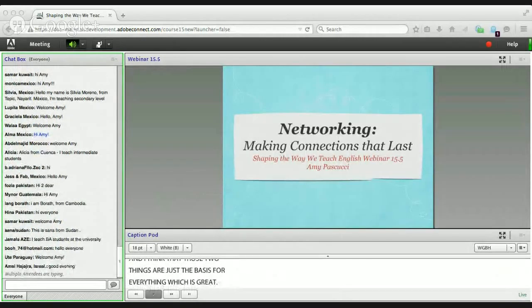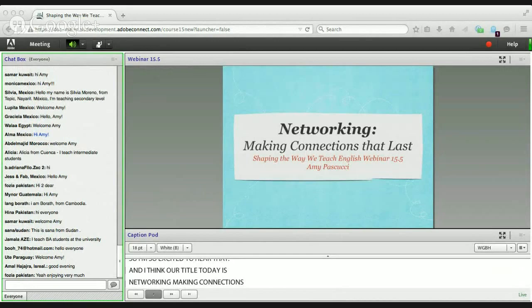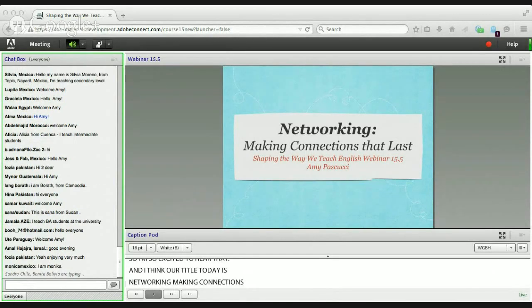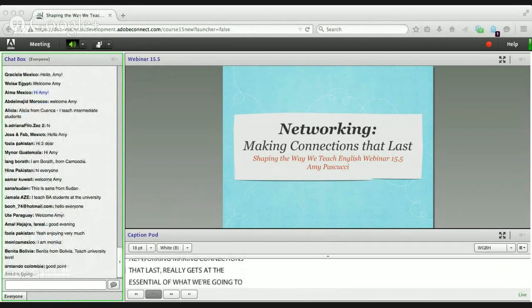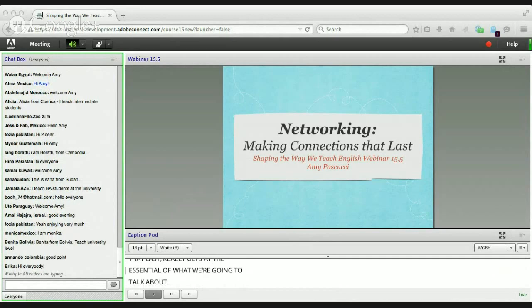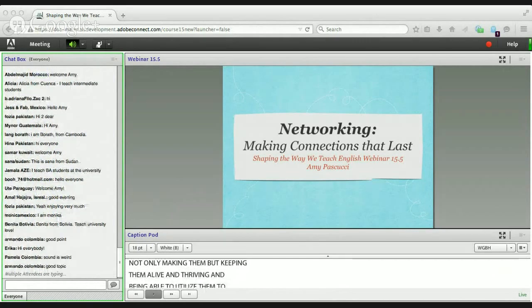And I think our title today is Networking, Making Connections That Last. It really gets at the essence of what we're going to talk about. So not only making the connections, but maintaining them and keeping them alive and thriving, and being able to utilize them to the best of our ability, which is arguably the more difficult of the two.